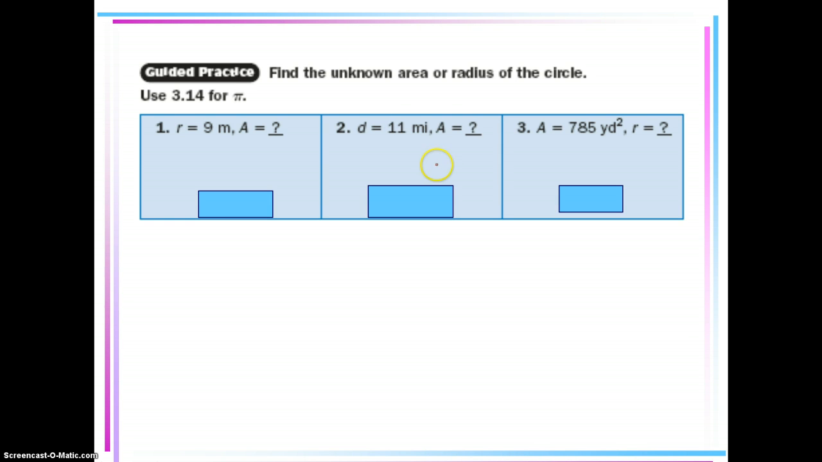For number 1, 2, and 3, find the unknown area or radius using 3.14 as pi. Remember the formula, A equals pi r squared. Number 1, we're going to find area, pi 9 squared. That means you're taking pi times 81, which is 254.34 meters. This is not squared because, actually, this actually would be squared. We are finding area. They should have squared that.